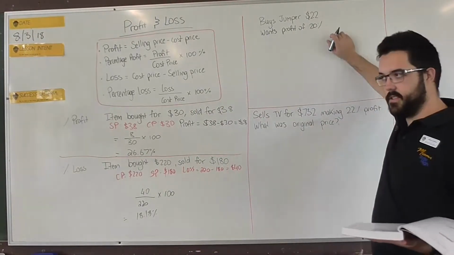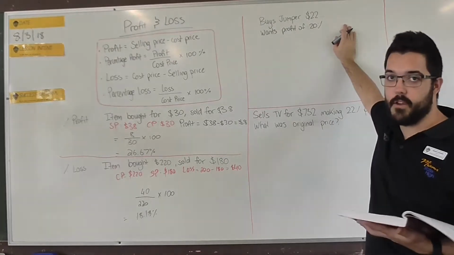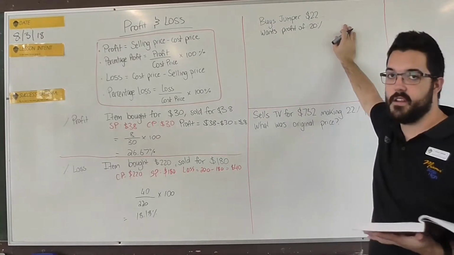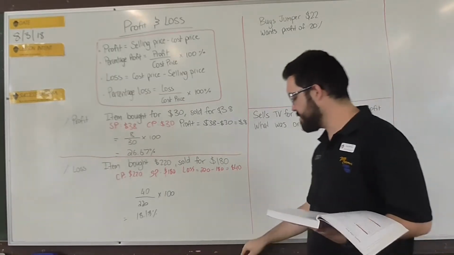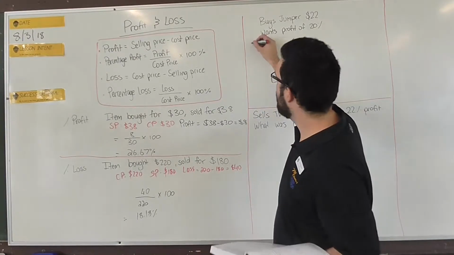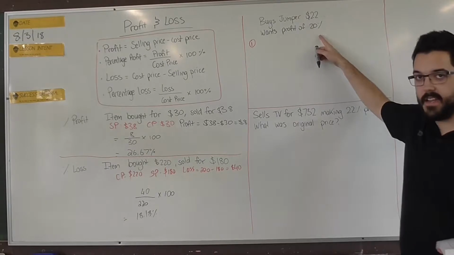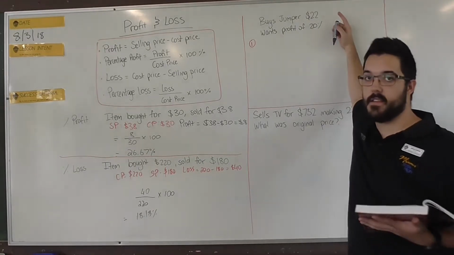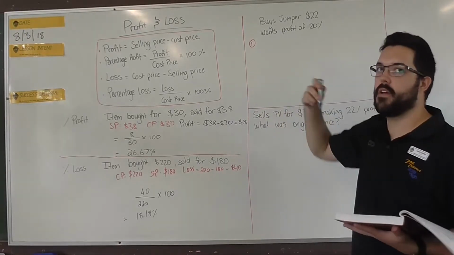Now let's look at applying this to a couple other problems. If you're a shopkeeper and you buy jumpers for $22 and you want to make a profit of 20%, how do we go about that? Well, we've got two methods. Method one relies on finding out what 20% of 22 is and then adding it to the price. So you increase the price by whatever 20% is.